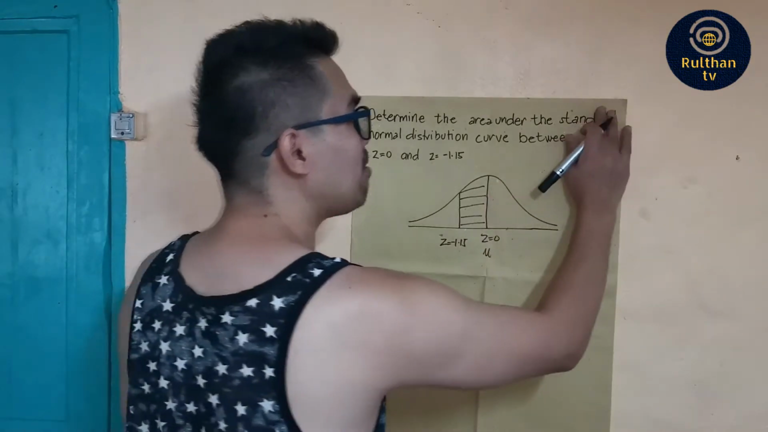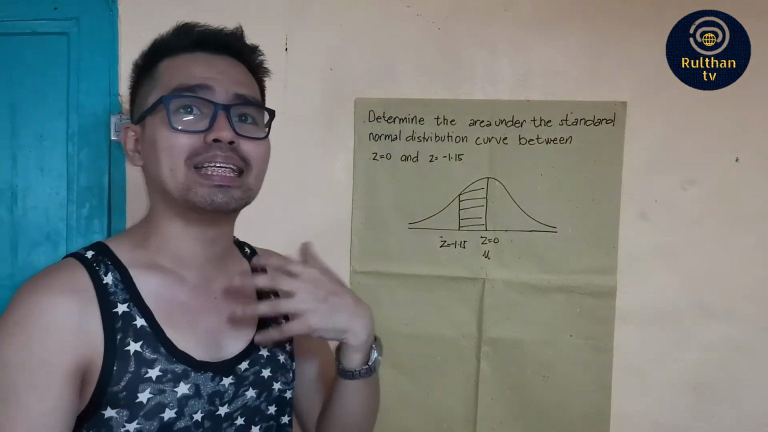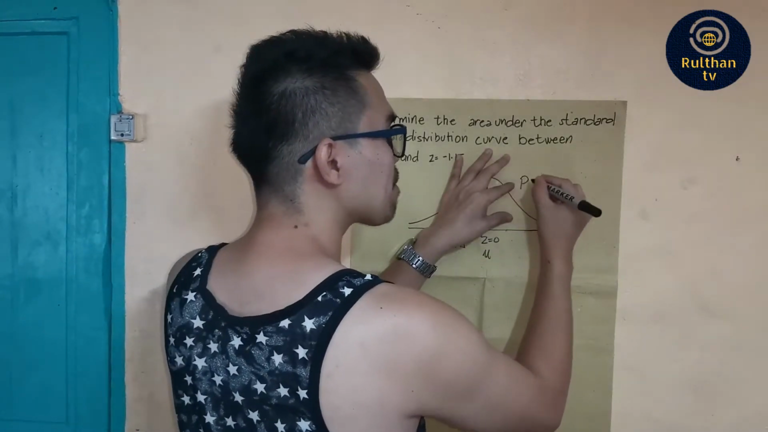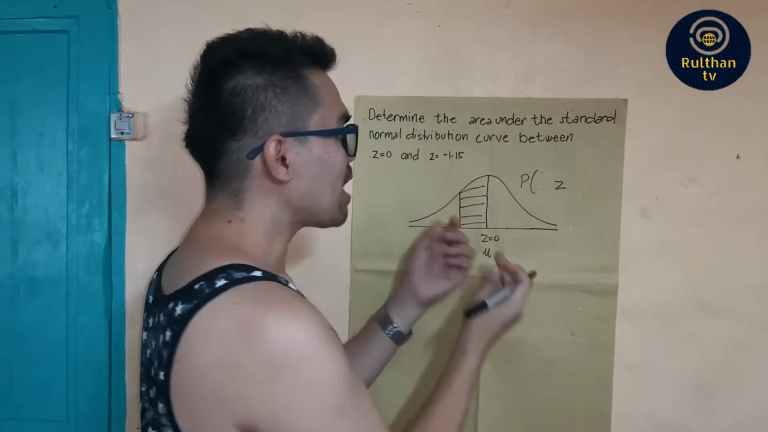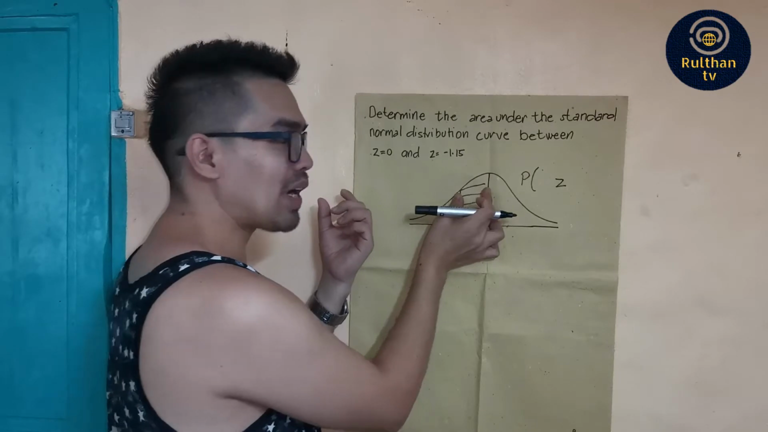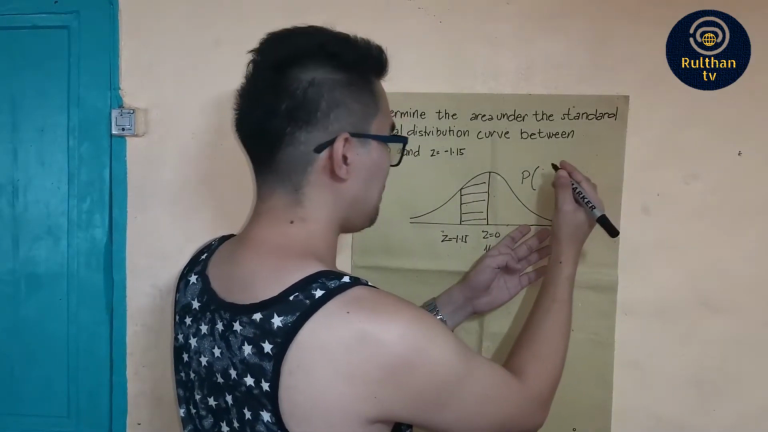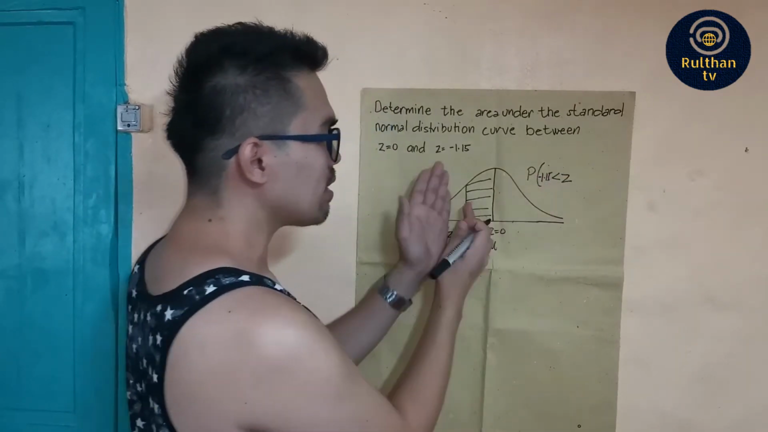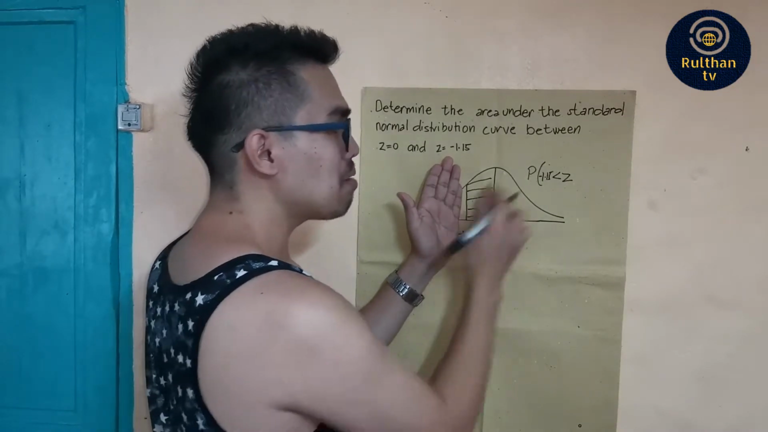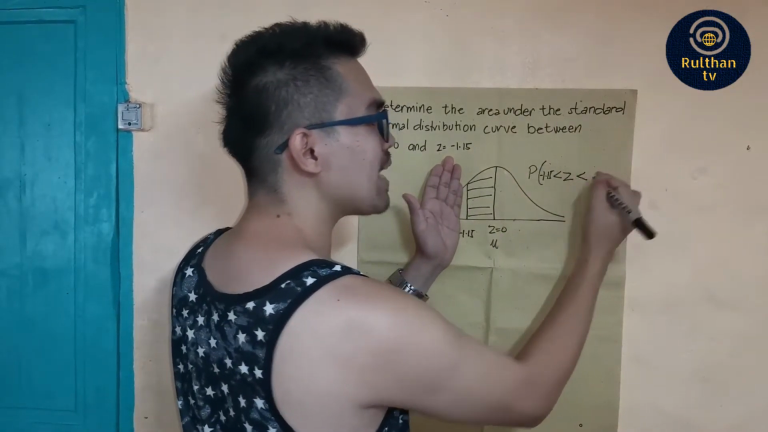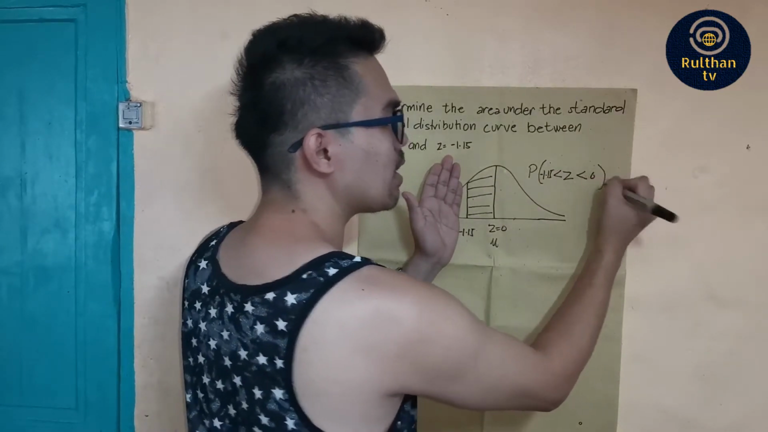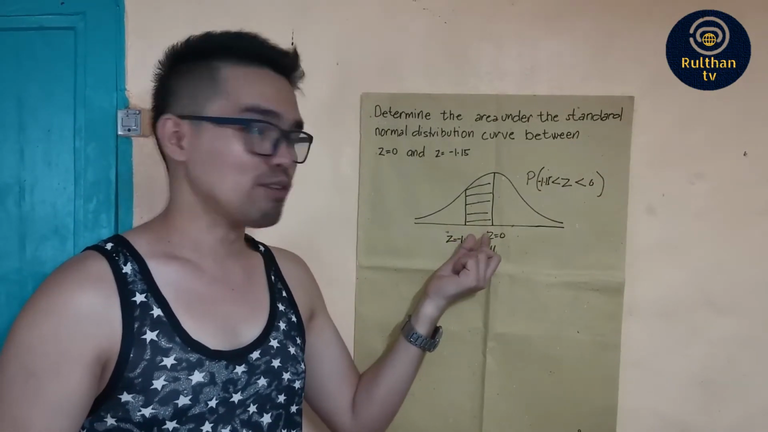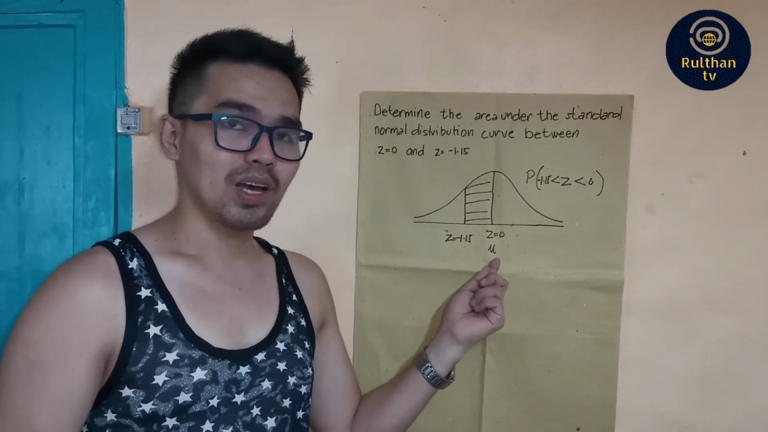Now, to find this area, we're going to find the probability distribution of this area that will describe it. You will write that as P, the probability of a z-score. We are describing the z in between, a z-score that is greater than negative 1.15, this one, greater than this line, but less than 0 up until this point. So that's what we're looking for. Now the question is, how do we find the value for this shaded portion of the diagram? That's our concern.